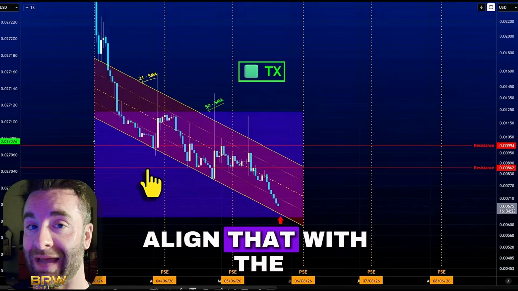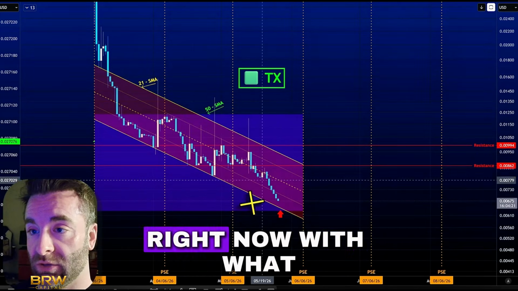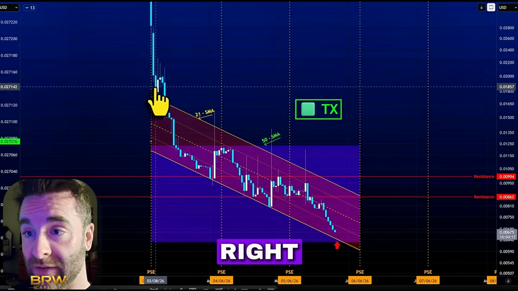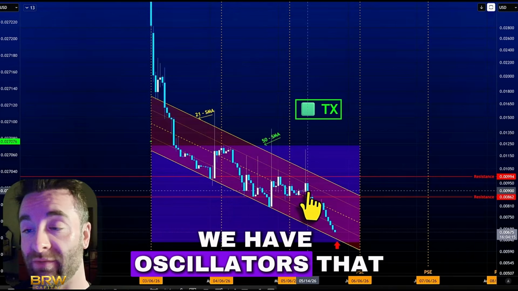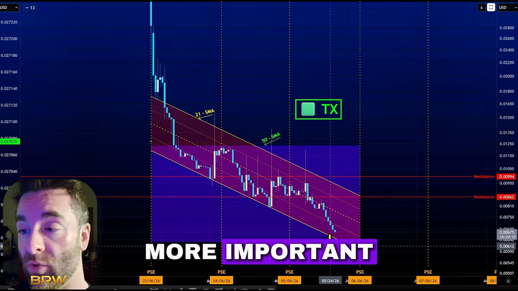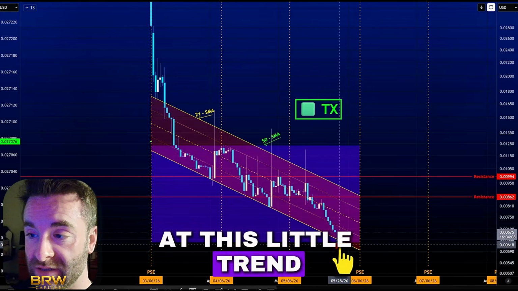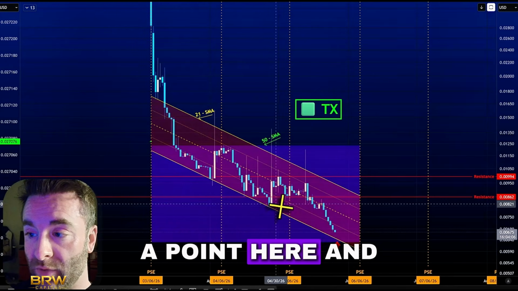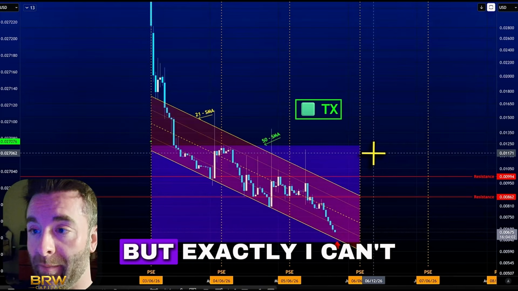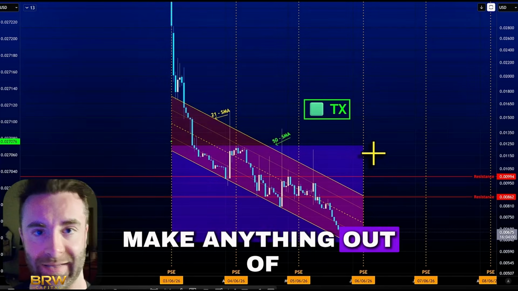So if we can align that with the price action, just take a look at what I see with TX right now. This is just TX's price action, right? So obviously there's this downtrend. We have oscillators that are gaining strength, but it doesn't matter right now. Price action is always more important. But take a look at this little trend line here. We have a point here, and a point here, right? Okay, so long way to go, but I can't make anything out of this chart.